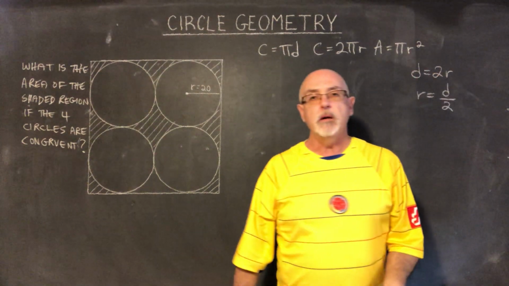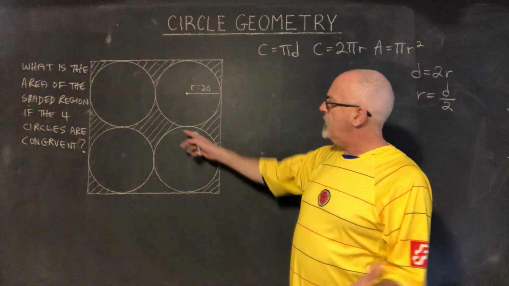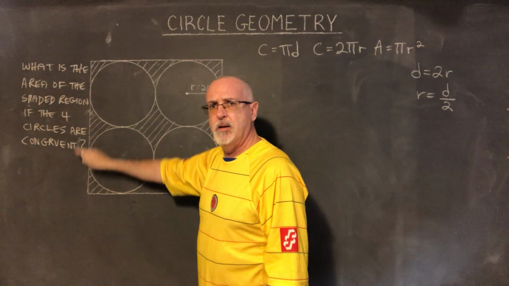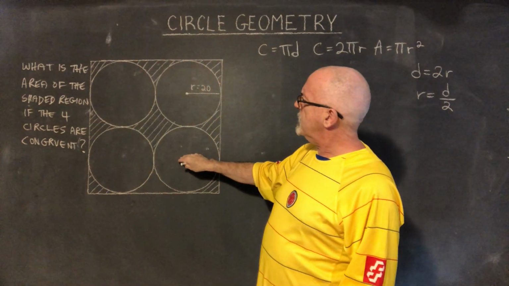So we want the area. It's the area of the shaded region. Okay, what do we have here? We have a square, because the 4 circles are congruent.